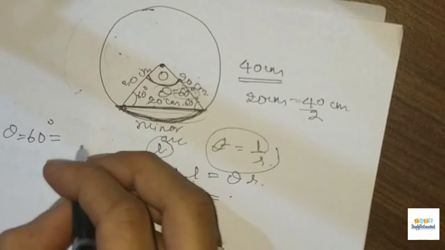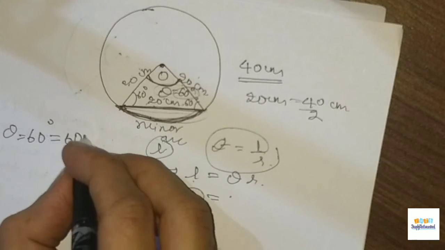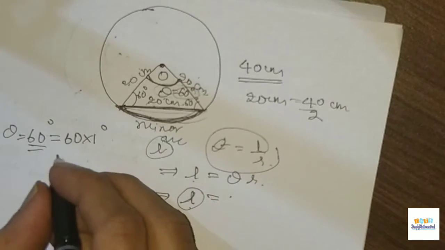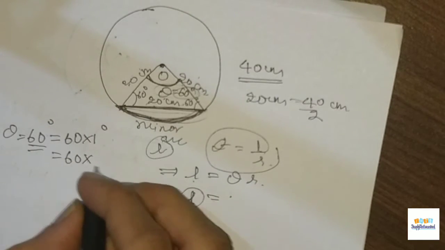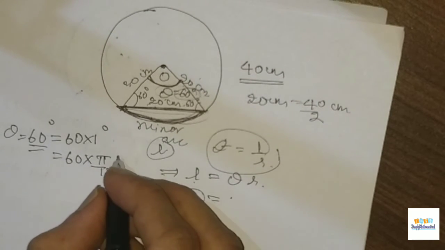But what is 60 degrees in radians? So let us try. 60 multiplied by 1 degree, which is equal to 60 multiplied by pi by 180 radians.